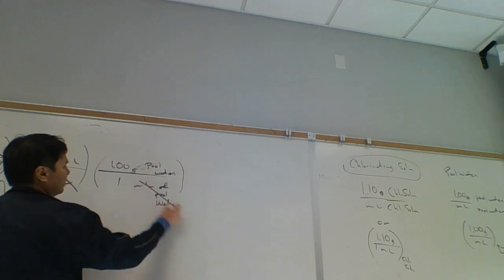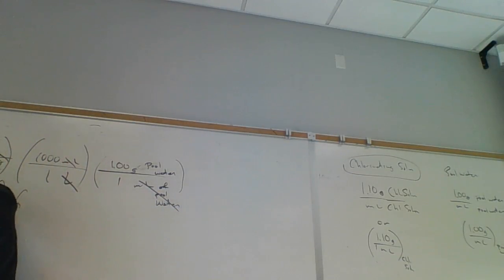And so I go from milliliters of pool water to grams of pool water. Now, is there something that gets rid of grams of pool water and relates it to something else? Well, this is the density. I just used the density. Is there something else that relates grams of pool water?